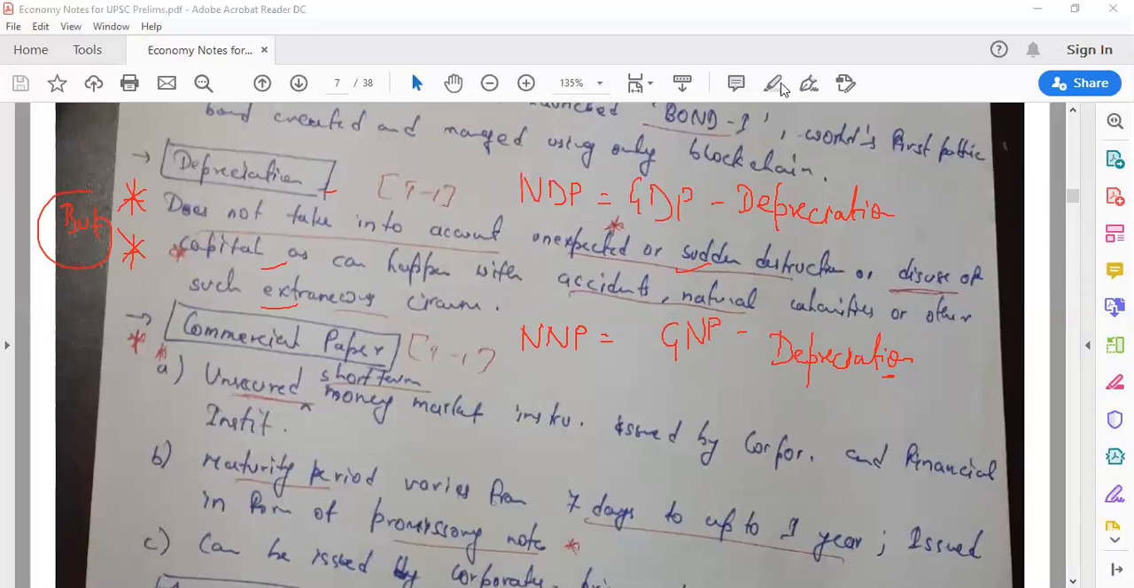So this you have to understand regarding depreciation. The rest, NDP, GDP, and the relationship between all these things, you should know. What is net factor income from abroad, NFI, and all those things. So go through those points.